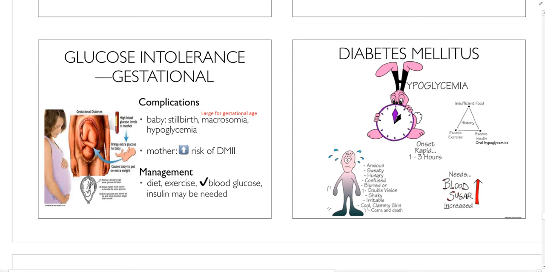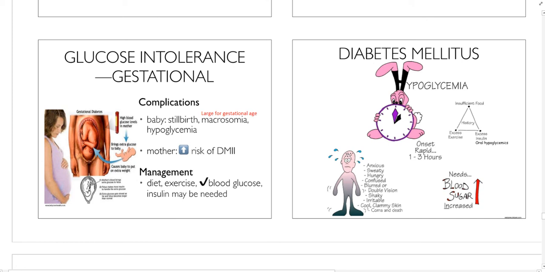So some of the complications, since we've got so much blood sugar going into circulation, which includes into the growing fetus, we can experience stillbirth, macrosomia, which is a large fetus or baby for gestational age, and hypoglycemia. I don't remember exactly why hypoglycemia occurs. I couldn't find that in the book.